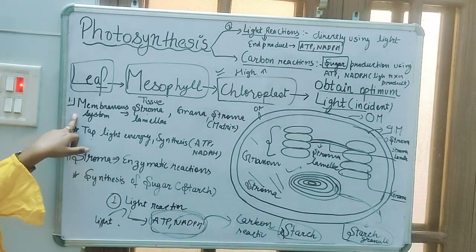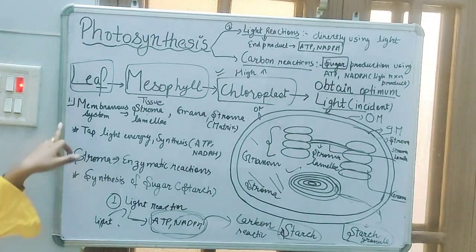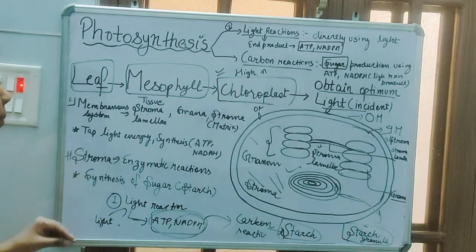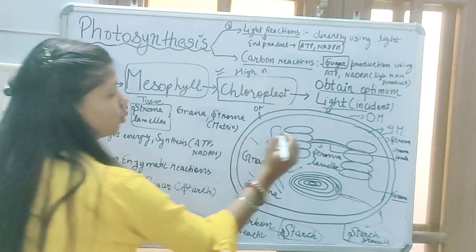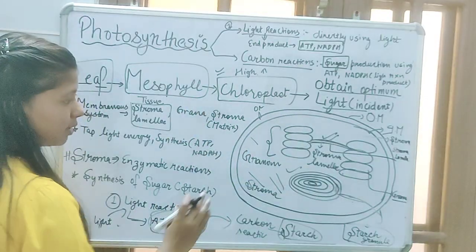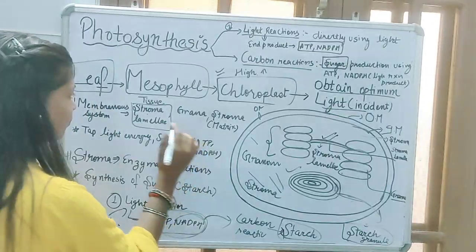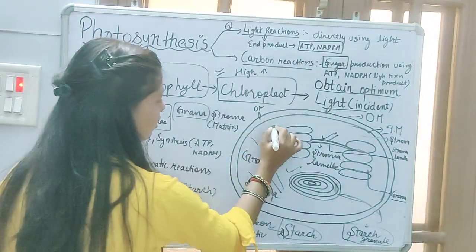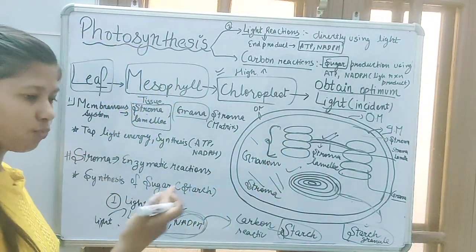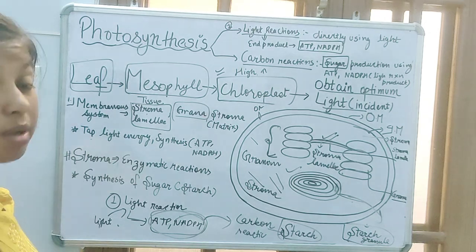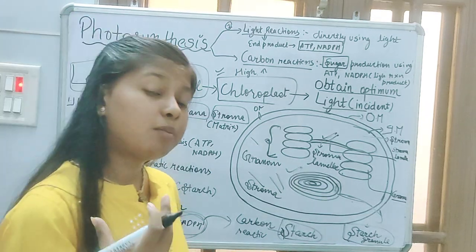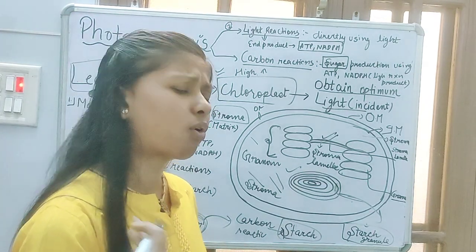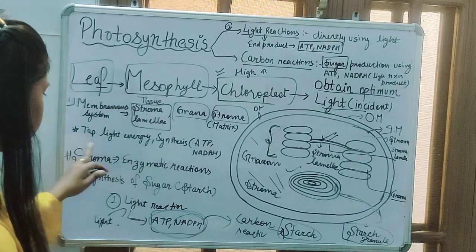And membranes, here two systems are found, the membrane systems, right? What all comes in the membrane system? Stroma lamellae comes, which helps in the attachment of grana, right? And grana, this part is called grana. Piles of layers, that is called grana, right? Thylakoid. And stroma, the matrix part where many enzyme reactions are taking place, right?